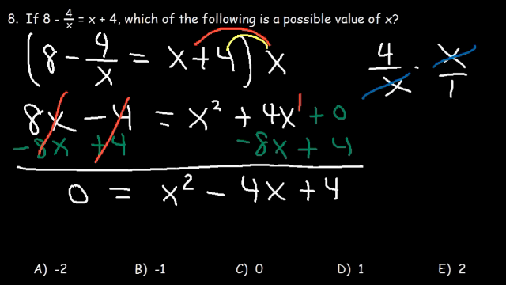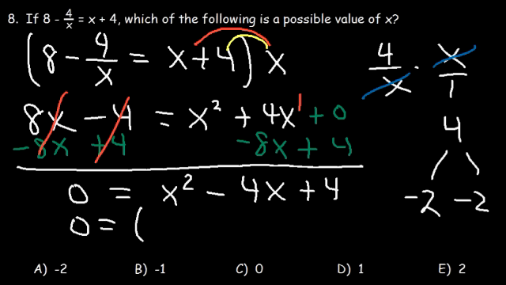So now, what we need to do is factor this expression. What two numbers multiply to positive 4 but add to negative 4? This is negative 2 and negative 2. Negative 2 times negative 2 is equal to positive 4, but negative 2 plus negative 2 is equal to negative 4. So, in its factored form, we have x minus 2 times x minus 2.